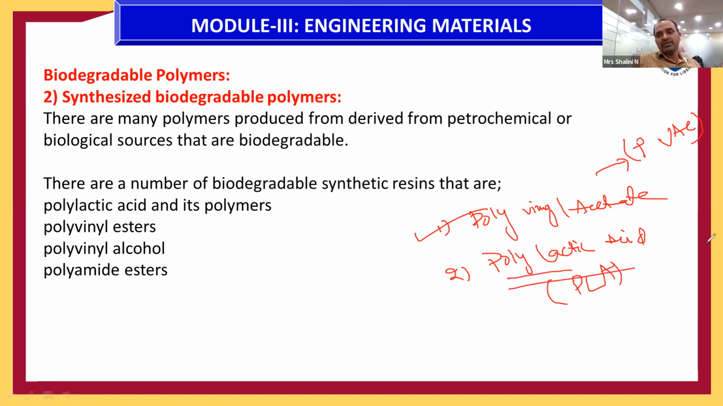How to prepare polyvinyl acetate and how to prepare polylactic acid? What are the properties and what are the applications of polylactic acid and polyvinyl acetate? We'll discuss one by one. Synthesized biodegradable polymers, for example, are polylactic acid, polyvinyl esters, polyamides, polyamide esters, polyvinyl alcohols, etc. Among these, we'll discuss only the ones in the syllabus. We have two, polyvinyl acetate and polylactic acid. Let's discuss one by one.